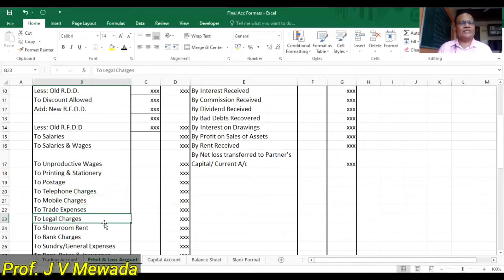Then we have legal charges. Then we have showroom rent. Showroom rent is related to sales. And all the sales and finance expenses are recorded in profit and loss account. So the next item is bank charges, which is a financial expense, and it is also charged to profit and loss account.